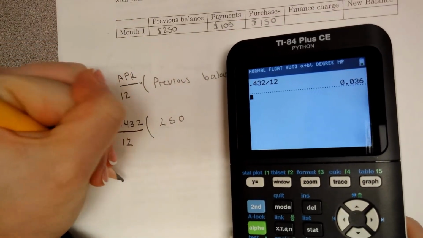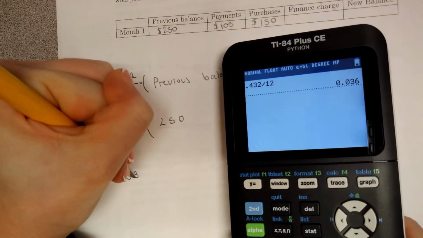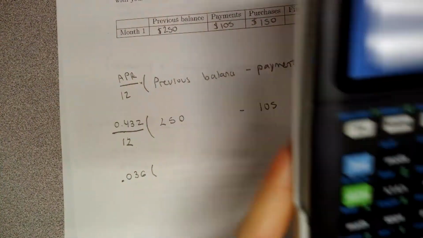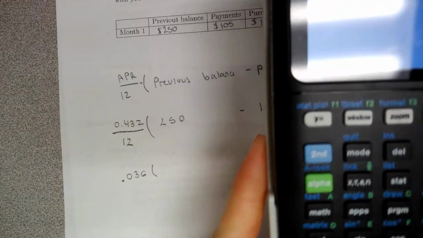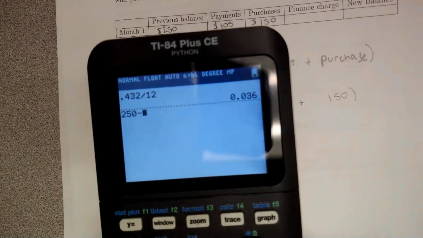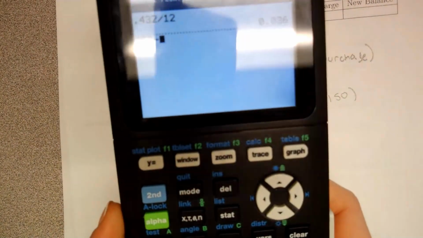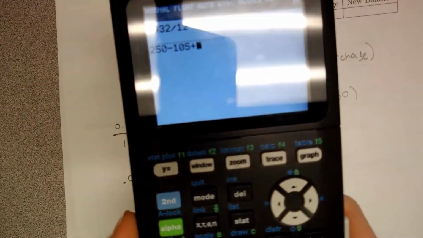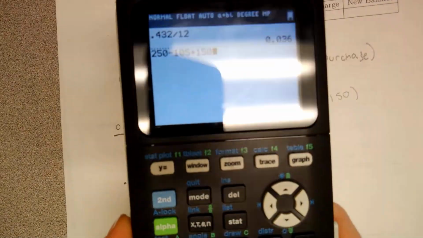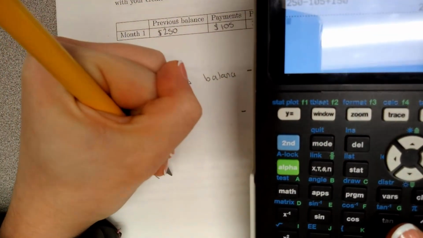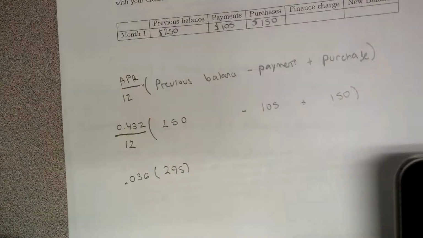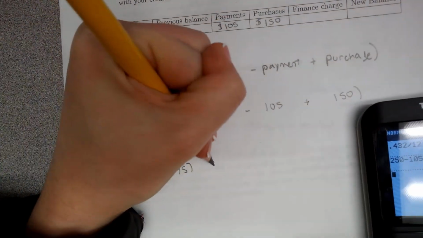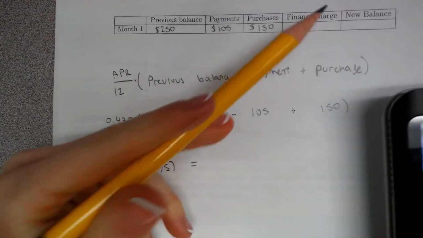But I'm going to keep that as a decimal, so it's going to be 0.036 times, let's find out what 250 minus 105 plus 150 is. Okay, 295. There we go. That's our answer. We're going to find out what that is, and that is our finance charge.